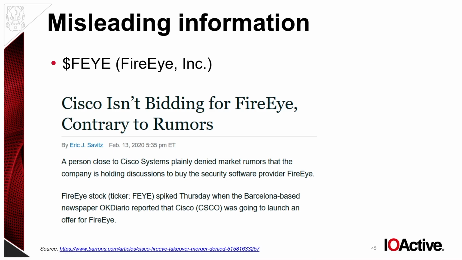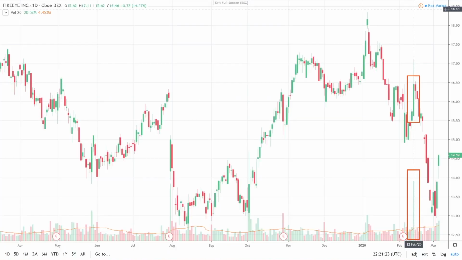And this part is just about misleading information, how people trust social media or get confused. It's not strictly related to cybersecurity, but I think it's something important and funny to say. In this case, Cisco was not buying FireEye, contrary to the rumors. FireEye went up almost 4.57%, but after Cisco said it was not buying it, it dropped.